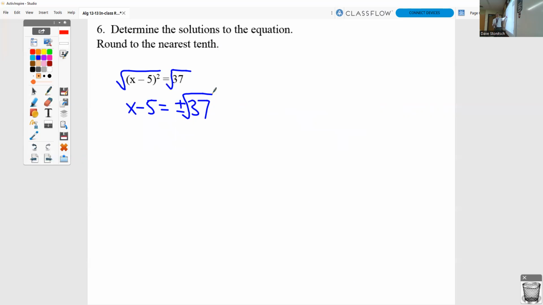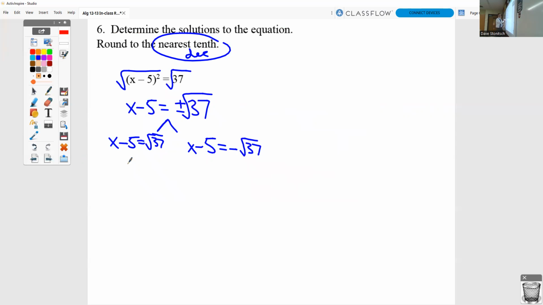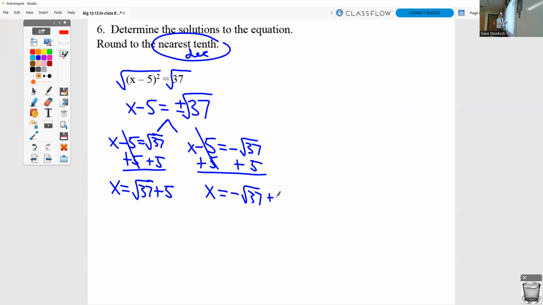Now, you don't need to try and simplify and put into simplest radical form the 37, because you're trying to turn this into a decimal. So we're just going to type in second x squared and then the number to get it into a decimal. So we don't need to put it into simplest radical form. So I'm actually going to split it right here. X minus 5 equals radical 37, and x minus 5 equals negative radical 37. Solve for x. Plus 5, plus 5, plus 5, plus 5. So we end up with x equals radical 37 plus 5, and x equals negative radical 37 plus 5.